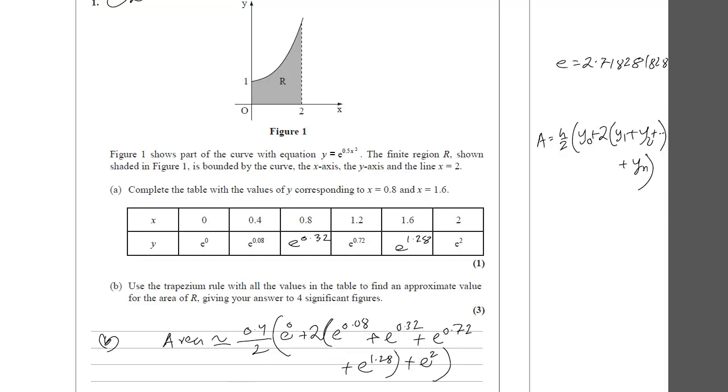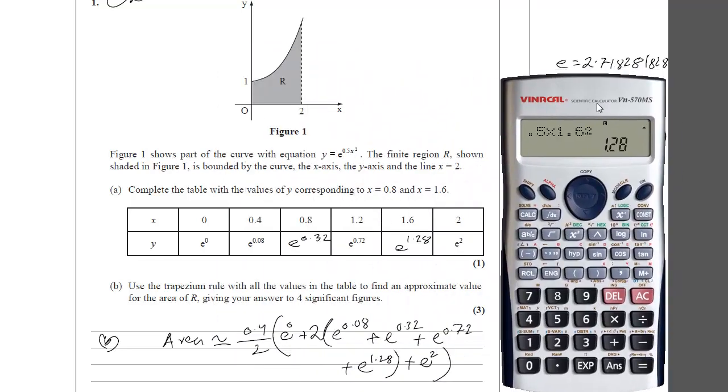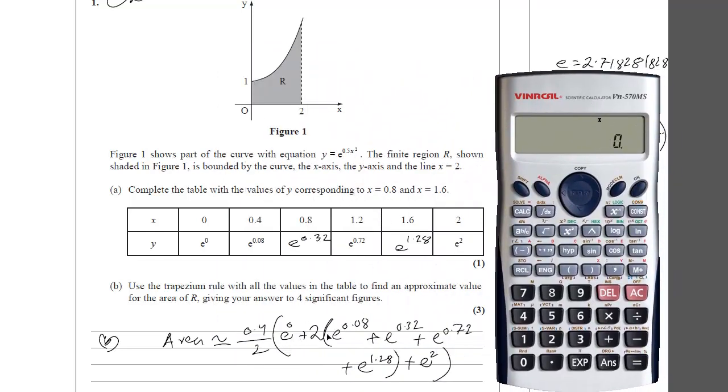So for calculating this, let's do the innermost bracket. So e to the power 0.08. Everything that you write after e means exponent, so you don't have to write e to the power. Everything you write after e is the exponent. So 0.08 equals this. Plus we have e to the power 0.32, so 0.32 equals this, plus e to the power 0.72, 0.72 equals this, plus e to the power 1.28.